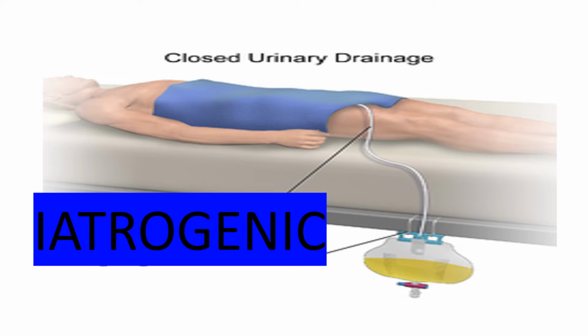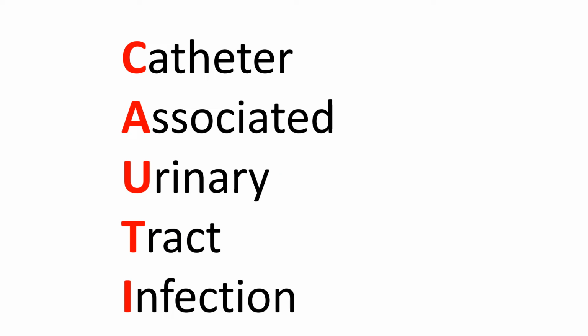Secondly, iatrogenic means coming from a procedure. For example, a person goes to the hospital. They do not have a urinary tract infection. At the hospital, the nurse places an indwelling Foley catheter in the patient. The patient gets a catheter-associated urinary tract infection called CAUTI. The CAUTI would be an example of an iatrogenic HAI.